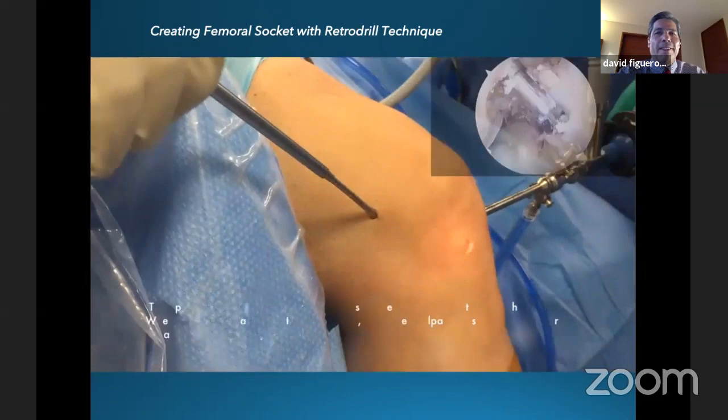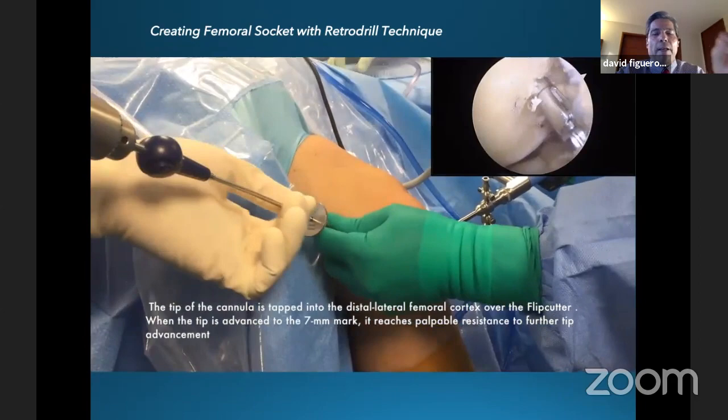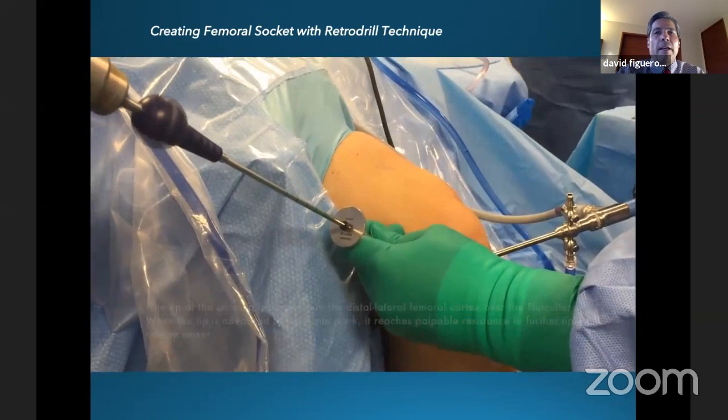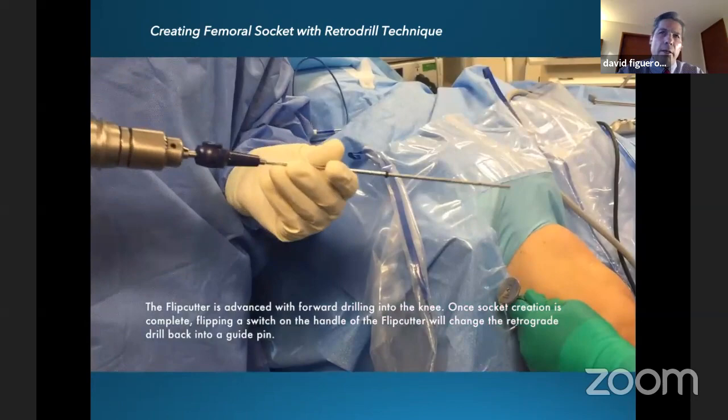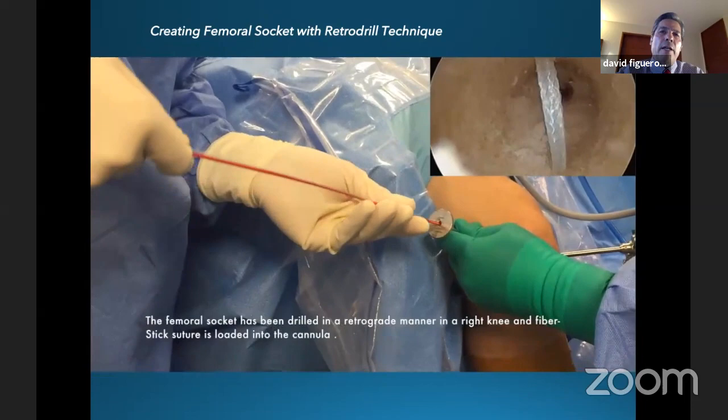And that is an impact of the sleeve over the cortex, 7 millimeters. And then we perform the retrograde drill. That creates a femoral socket. And then through this femoral socket, we pass a fiber stick suture that is loaded into the cannula and retrieved through the middle portal.